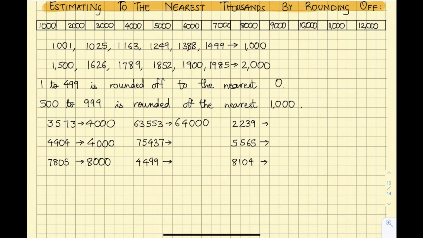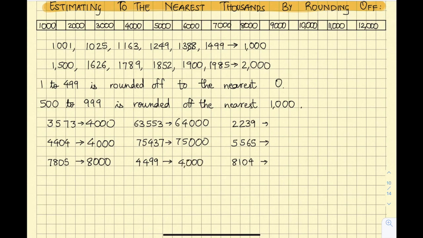Then we have 75,437. 437 falls into the category of 1 to 499. So this is rounded off to the nearest zero. So the nearest zero is of 75,000 and 76,000 is farthest. So we take 75,000 as the nearest rounding. Then we have 4,499. So this 499 again falls into the first category of nearest zero. So 4,000 nearest zero is 4,000 only. So we write it as 4,000.